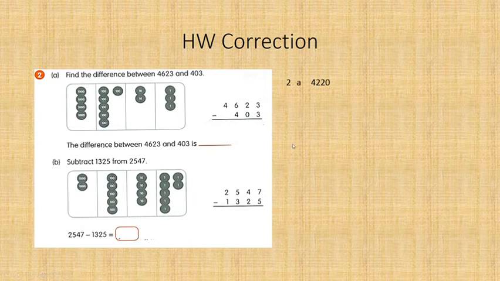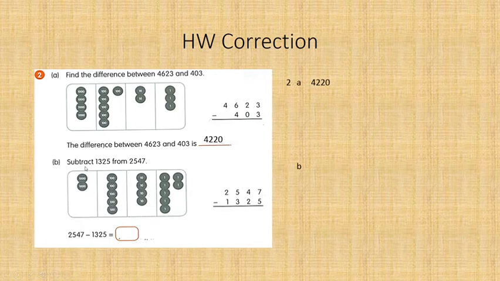And this is mental strategy. So the answer is going to be equal to 4,220. Okay, let's go to number B. Number B here, it's 7 ones and 4 tens, 500s, and 2000s.